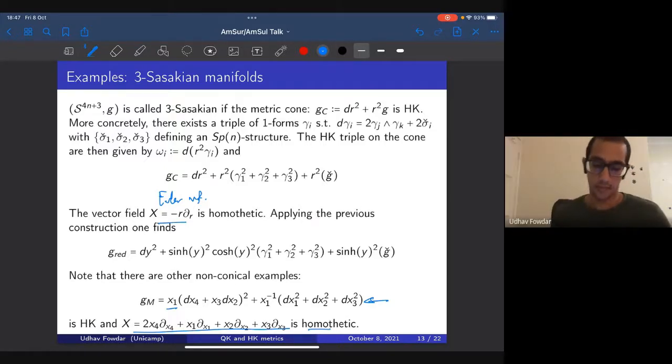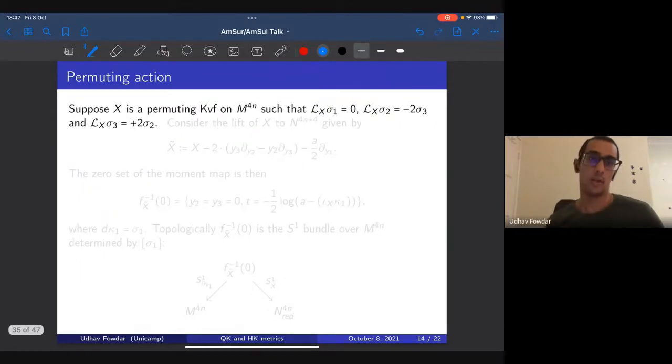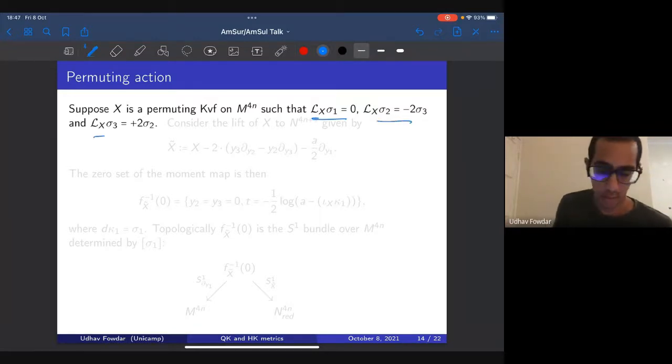Cool. Okay. So now, on a hyperKähler manifold, there's another type of Killing vector field that can exist aside from a tri-holomorphic one. So whenever you have a hyperKähler manifold and I give you a Killing vector field on your space, it can be one of two types. It can either be tri-holomorphic, so it preserves your hyperKähler triple, or it can be permuting. So what does permuting mean? Permuting means that it preserves one of your symplectic forms, but it rotates the other two around.